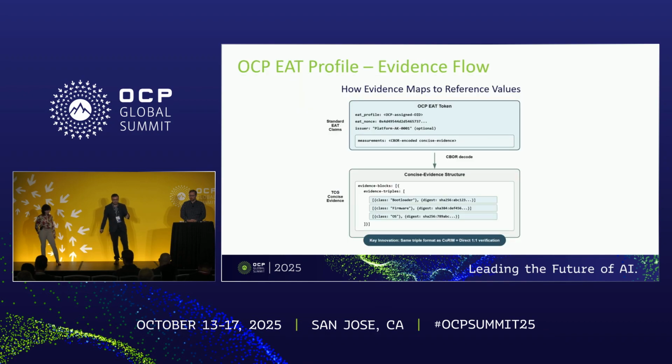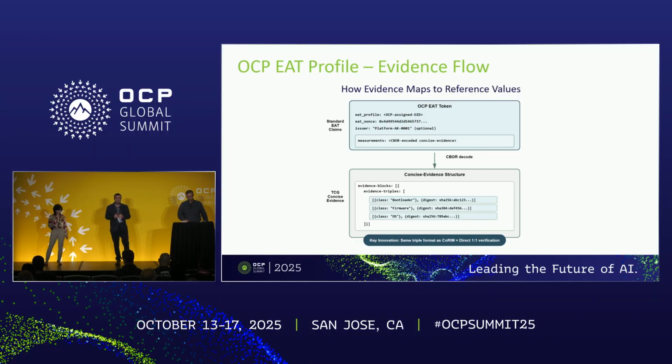And going to the next slide, for example, we can see how the reference measurement works. So this is our EAT profile. You have a profile name, which is an OID that OCP will assign once the draft becomes a specification. Then you have a nonce for anti-replay, and an issuer which will tell who assigned the EAT token. And inside, whoever is familiar with EAT, there is this measurements block, which the main EAT spec made open-ended, because the measurement is just a placeholder to put the measurements.